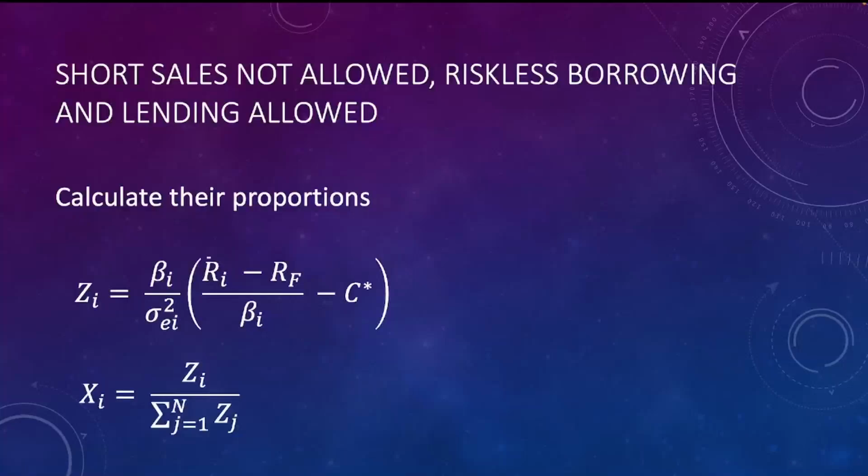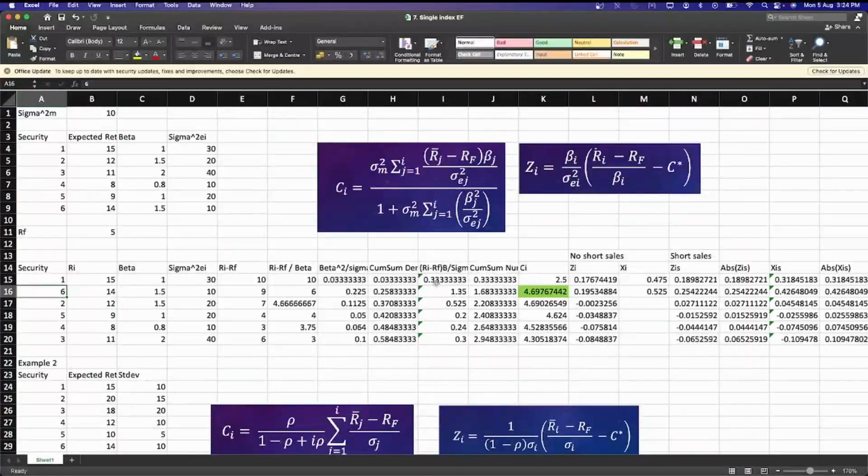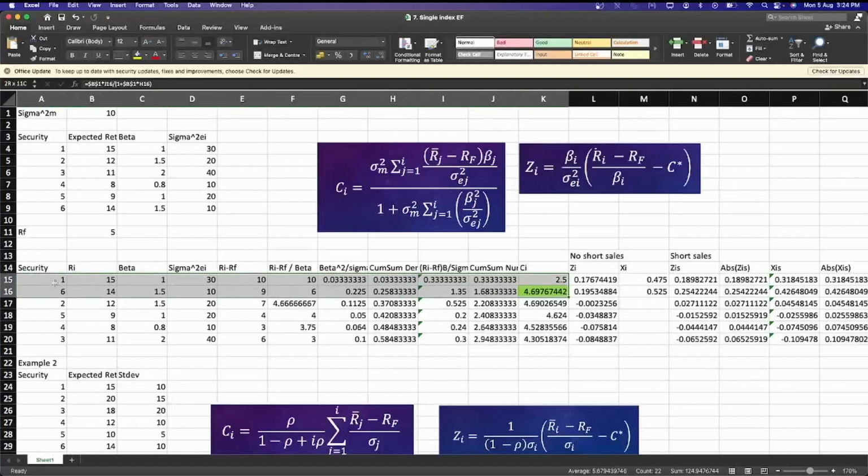Okay, so now we are going to talk about what happens when short sales are allowed. In that case, we are not going to stop our calculations for Ci. We'll go all the way to the end and include all the securities, and C star will be the one that includes all the securities. Here in this example, we stopped here. C star is the one that has only two, that is basically the Ci for the first two securities. But when short sales are allowed, this will be our C star, which basically includes all the 6 securities. This one will be our C star.